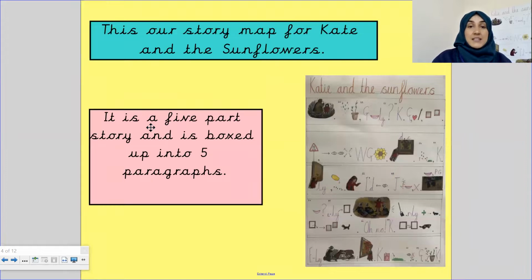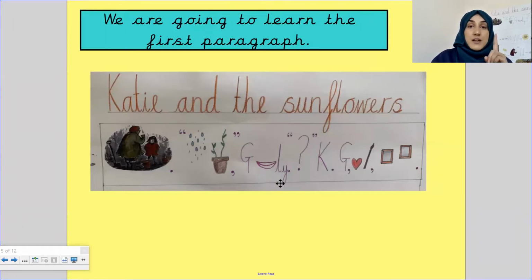Okay, and this is our story map. It is called Katie and the Sunflowers. It's a 5-part story and it is boxed. That means there's a box around each part. So we've got 1, 2, 3, 4, and 5. We are going to be learning the first paragraph, which is the first box at the top.